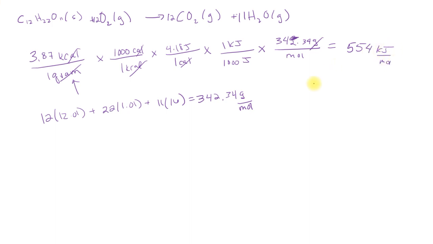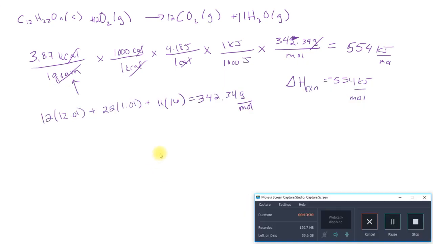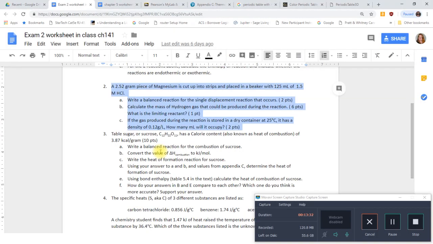Okay, so that is the delta H of the combustion in this case. 554. Oh, it's going to be negative because a combustion always produces heat. So, ta-da! It's going to be releasing it. And then it says write the heat of formation reaction for sucrose.